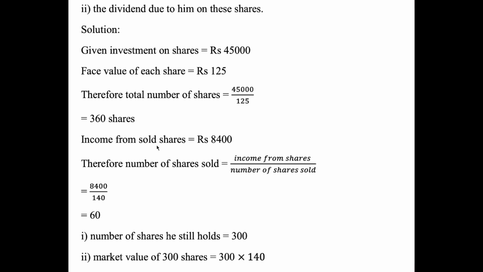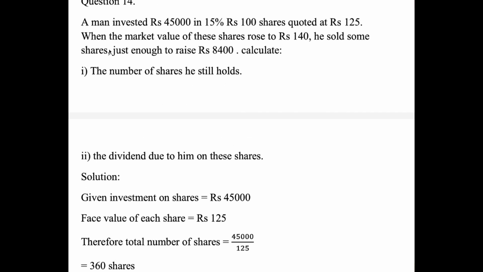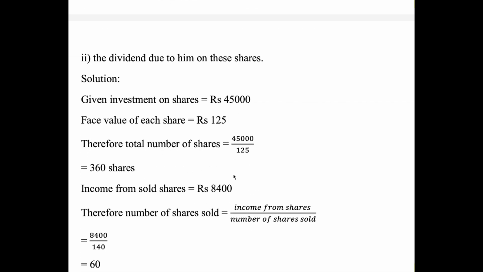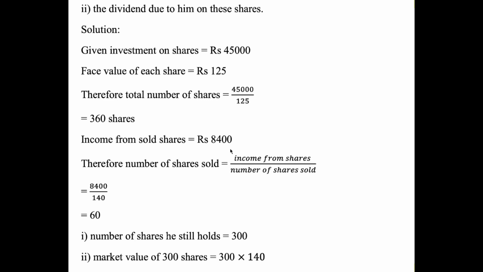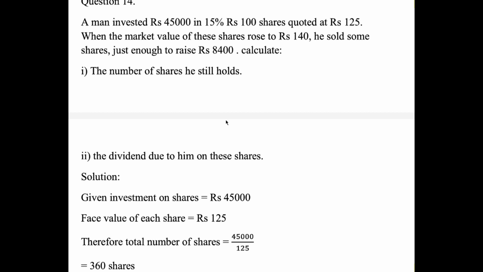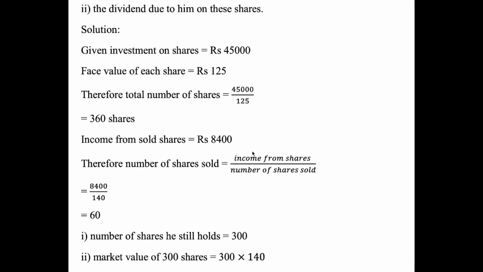Income from shares sold, that is 8400. It is given over there, we have to get 8400. So 8400 divided by 140. Why 140? Because the market value of the share rose to rupees 140. The face value of the share is rupees 100, quoted as 125, but after that there is a further rise in the price of the share, that is 140 rupees.